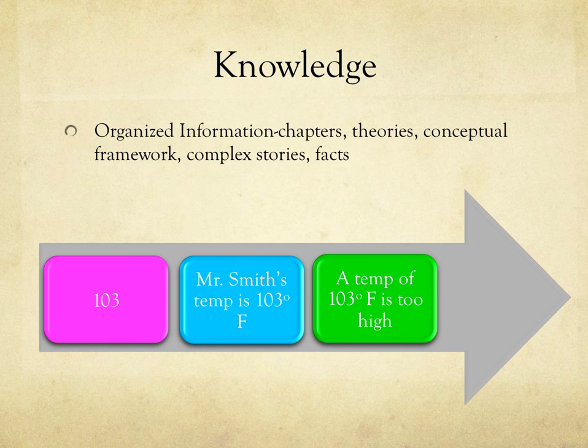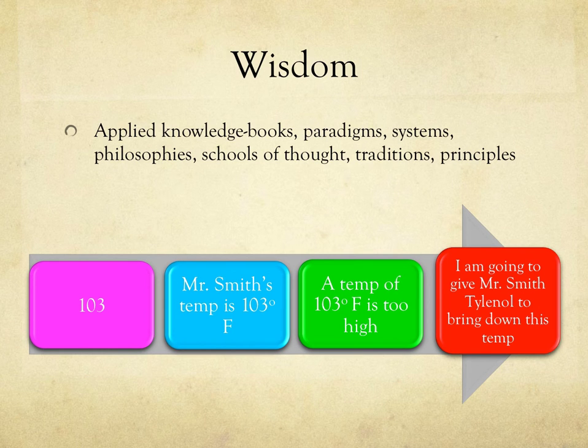Knowledge is information that is synthesized to identify and formalize relationships. So, as we know, a temp of 103 degrees Fahrenheit is way too high. And then we look at wisdom, the appropriate application of knowledge to the management and solution of the human problem. For example, I'm going to give Mr. Smith Tylenol to bring down his temperature because I know it's too high.